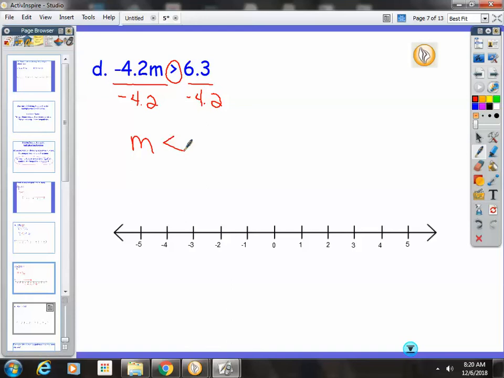So on your calculator, take 6.3 divided by negative 4.2. I have negative 1.5. Did you get the same? So at negative 1.5, that's between negative 1 and negative 2, are we going to use an open or closed circle? Open. And what direction are we going to graph all the solutions that are less than negative 1.5? To the left.